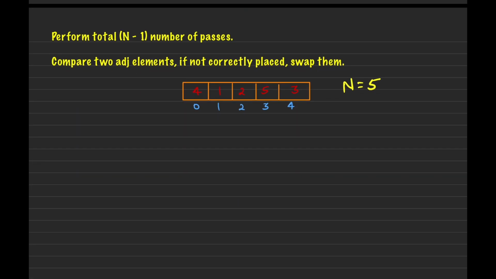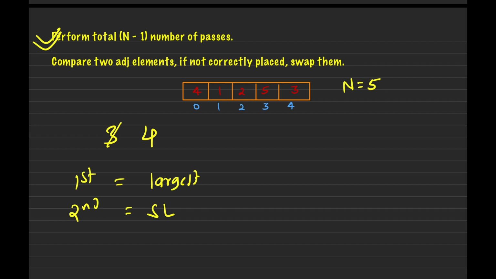To perform the bubble sort, a total of n-1 passes take place. Now the question comes: there are total n elements, so why should we perform exactly n-1 passes? The reason is this. Let's suppose there are total 4 elements present in my array. In the first pass the largest element will get placed in its correct position. In the second pass the second largest will be placed in its correct position, and in the third pass the third largest will get placed in its correct position.